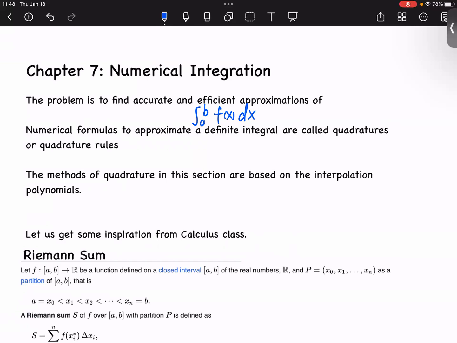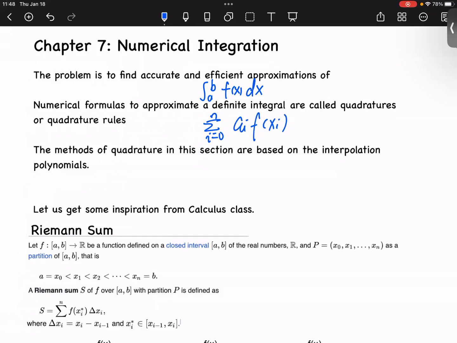And the numerical way is the numerical formulas here. The numerical formulas we call quadratures or quadrature rules. We partition the interval into many parts. For example, let me just draw here.